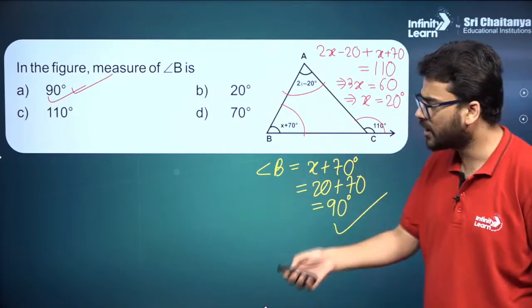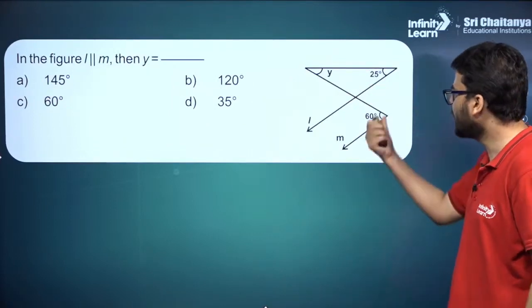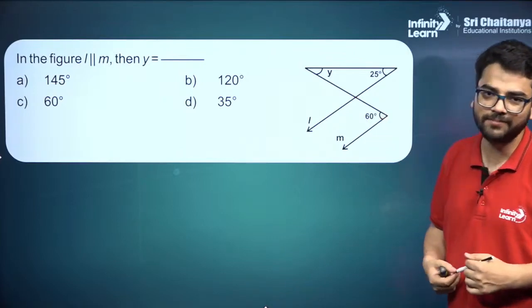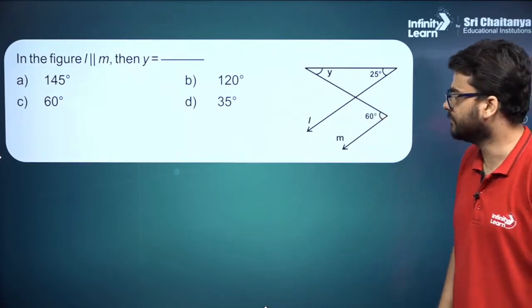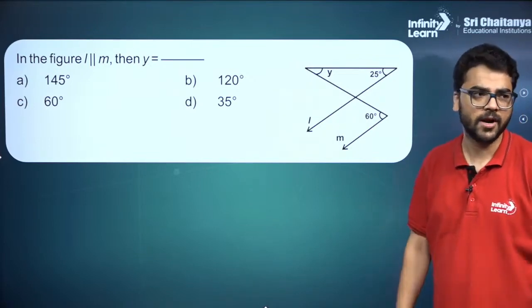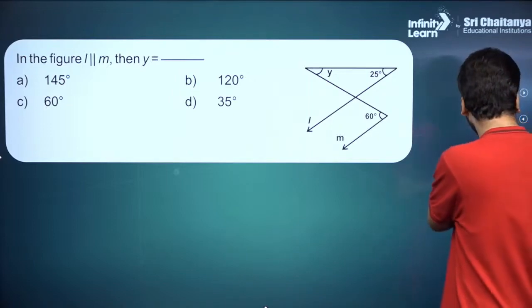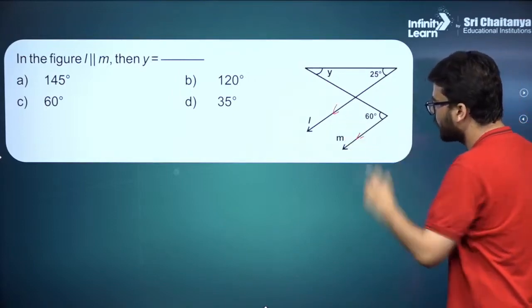Now let's do some other questions, guys. Can you try doing this one and let me know the answer over here? You have to find the measurement of angle Y over here. Can you try doing this one? Try doing this one, let me know the answer over here. So basically it is given that L is parallel to M. This is given in the question itself.